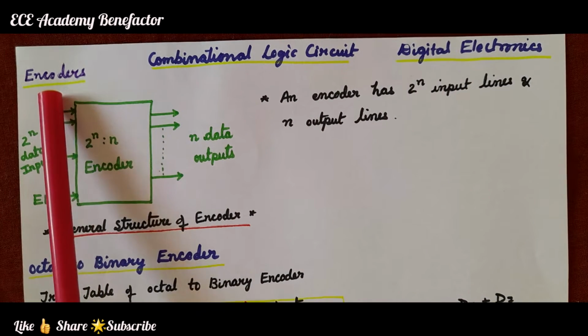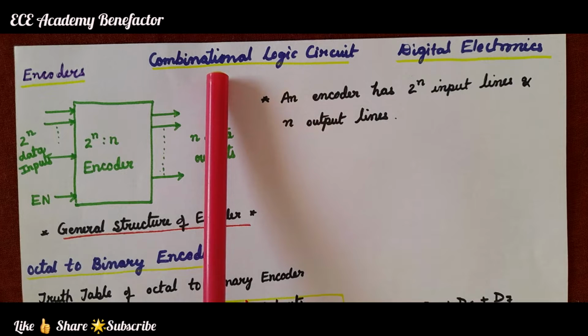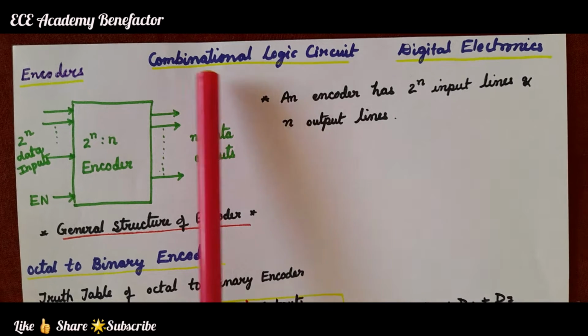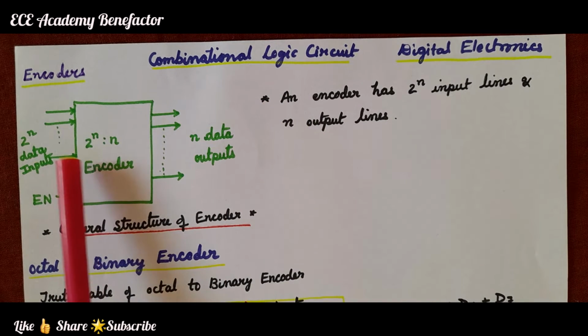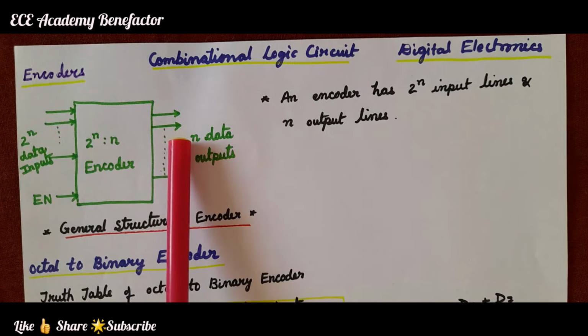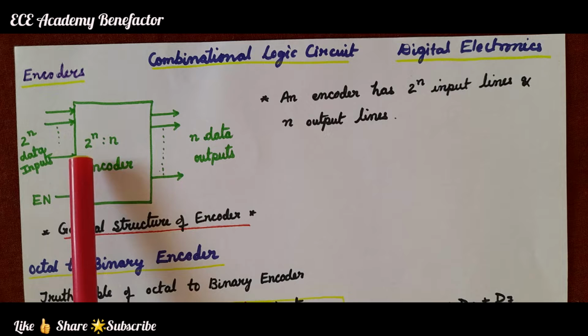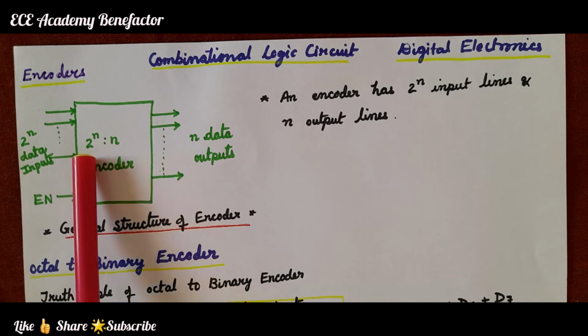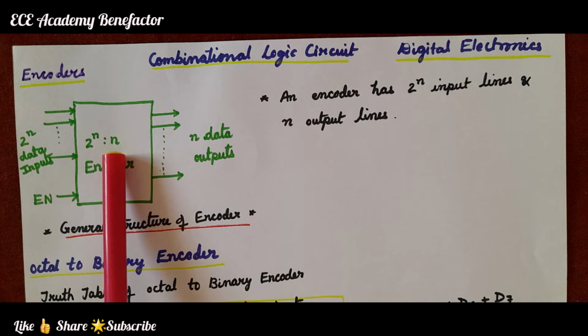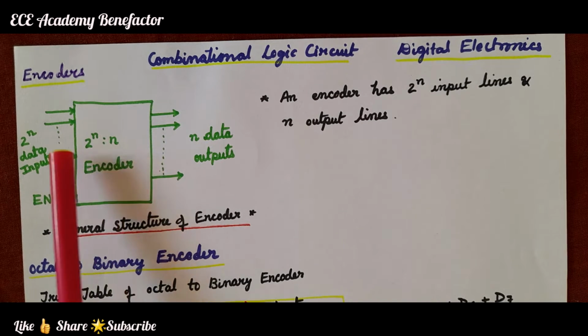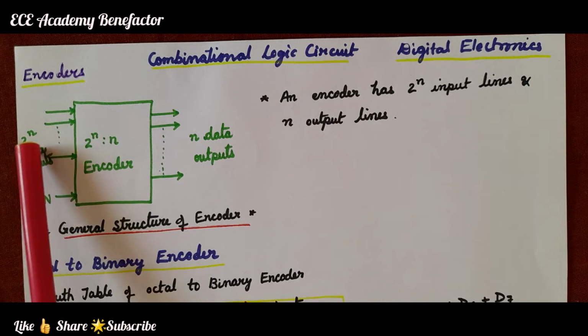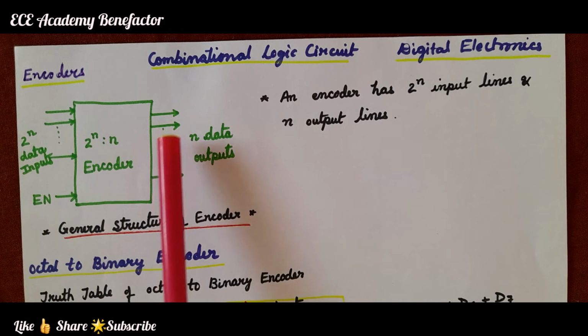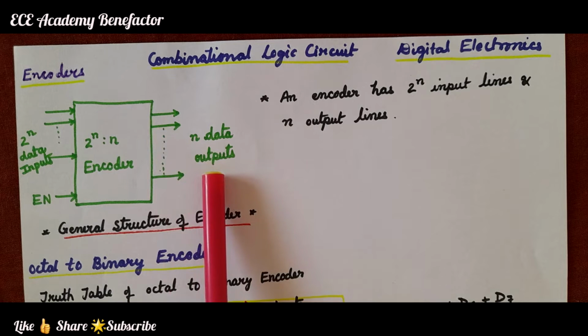So, what is an encoder? Encoder is a combinational logic circuit which is having 2 to the power n inputs and n outputs. So, how do we denote an encoder? 2 to the power n is to n. It means that it is having 2 to the power of n inputs and n output lines. So, it is drawn here 2 to the power n data inputs and n data outputs.